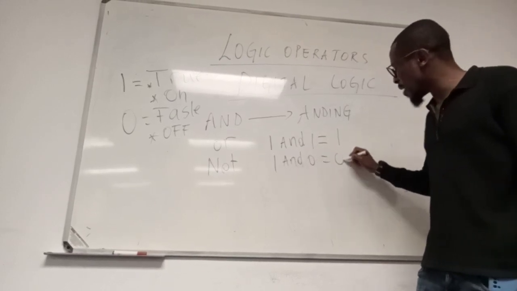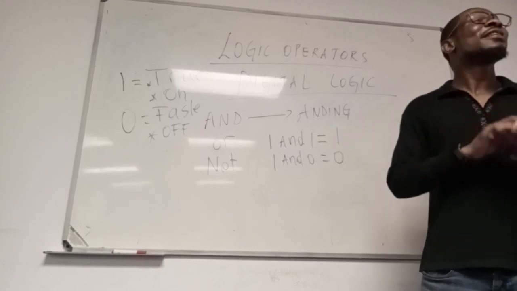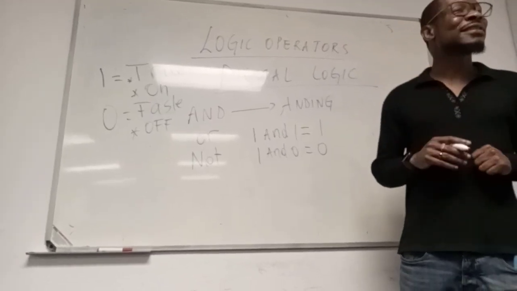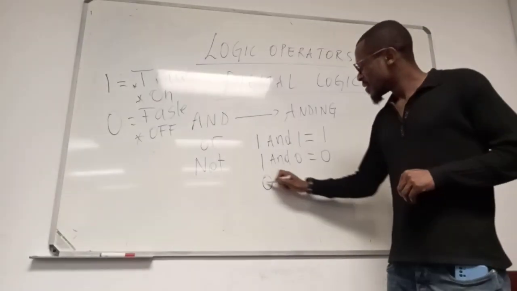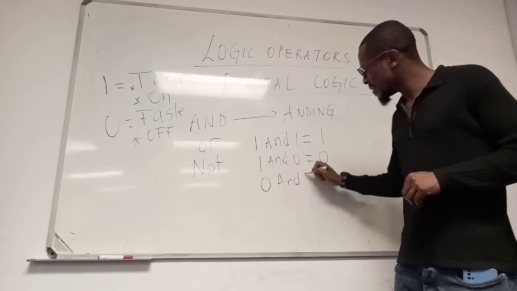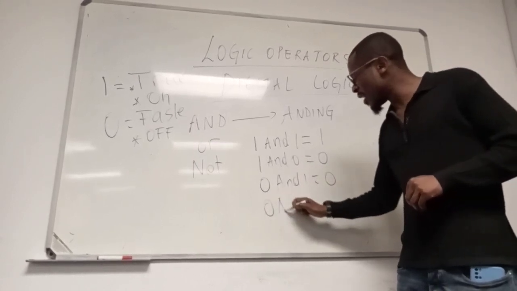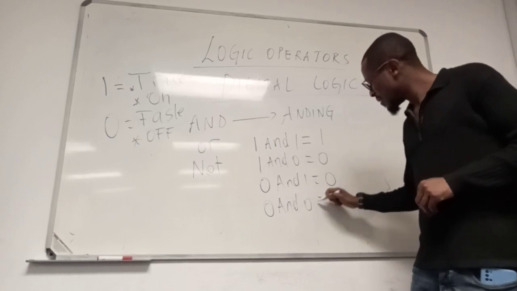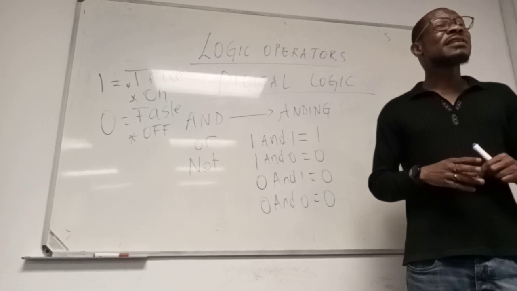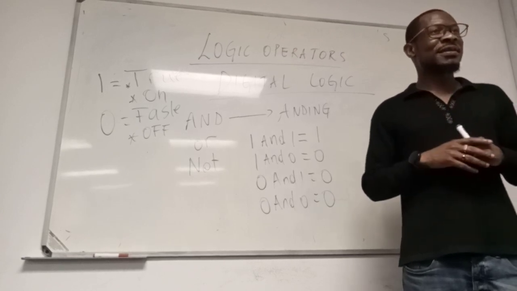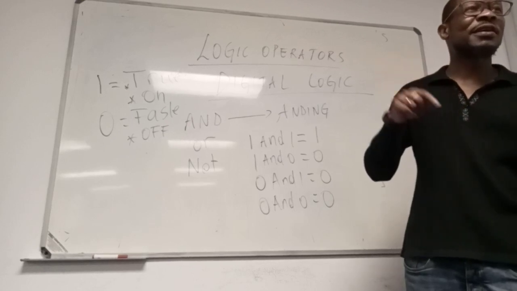1 and 0 is what? Don't try to calculate. 1 and 1 is 1. 1 and 0 will give 0. 0 and 1 is 0. 0 and 0 is 0. The only case you get 1 is 1 and 1. What does it mean logically? I don't want to go further.